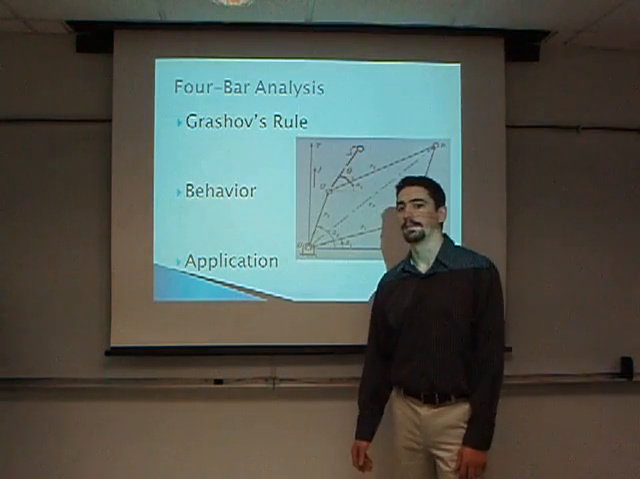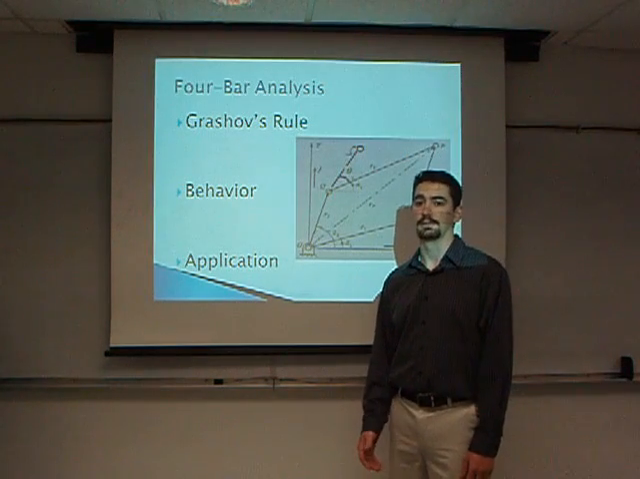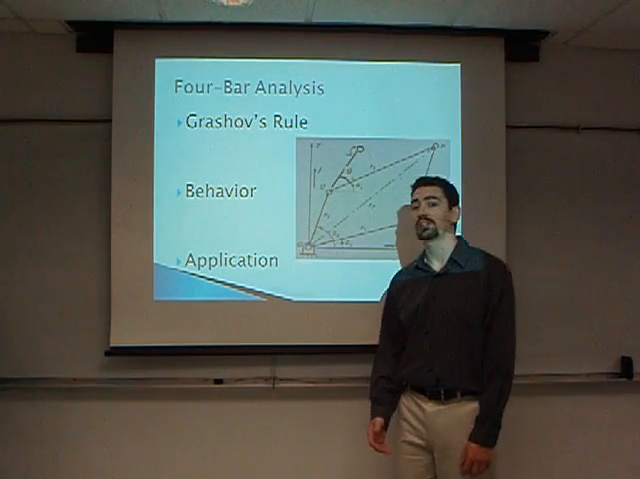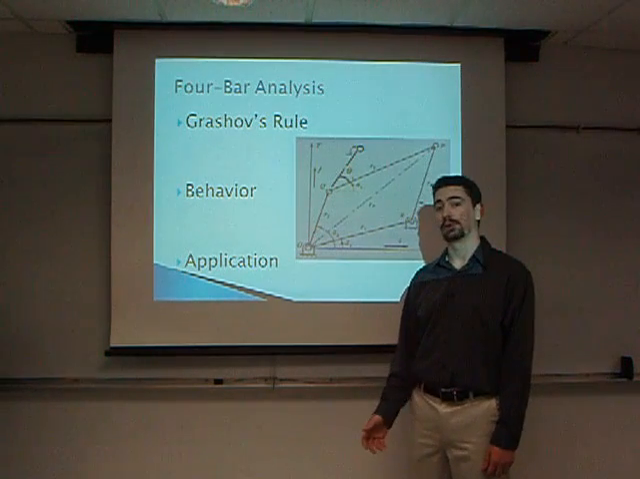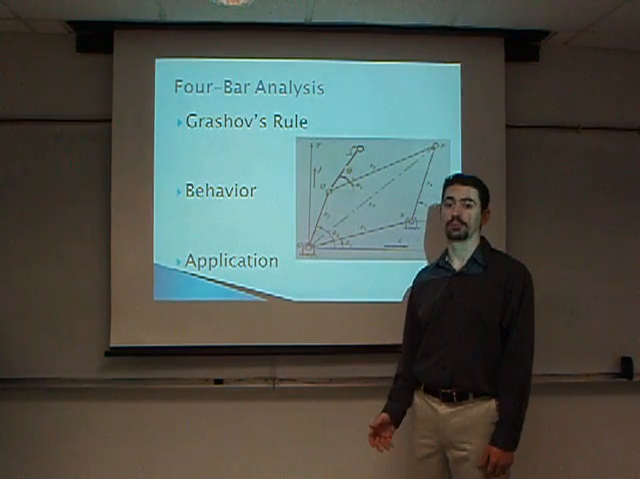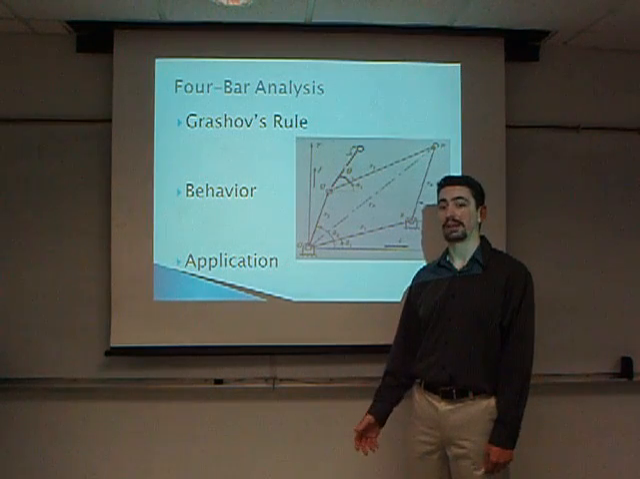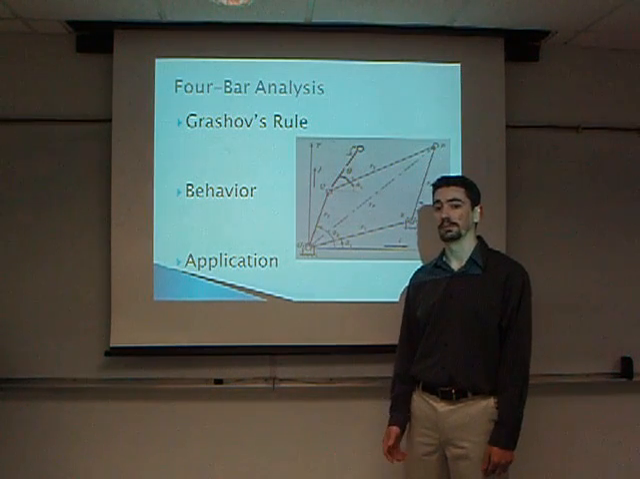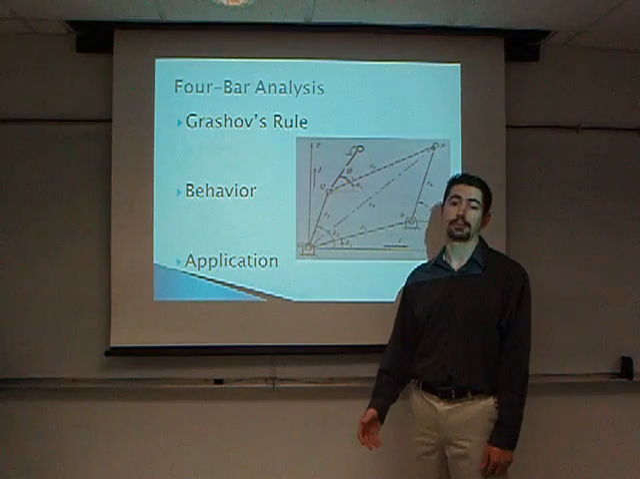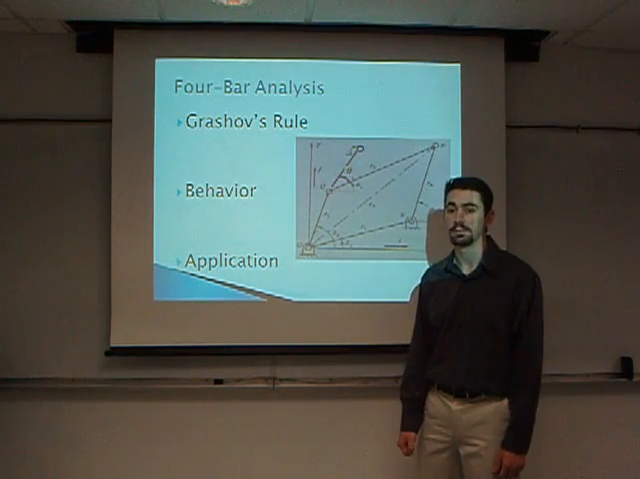First step in any 4-bar mechanism is to determine the type of mechanism involved. For this, we use Grashof's inequality, which compares the shortest, longest, and other two lengths. And then we must ascertain the behavior of such a model. Finally, we're then going to come up with an application for this.